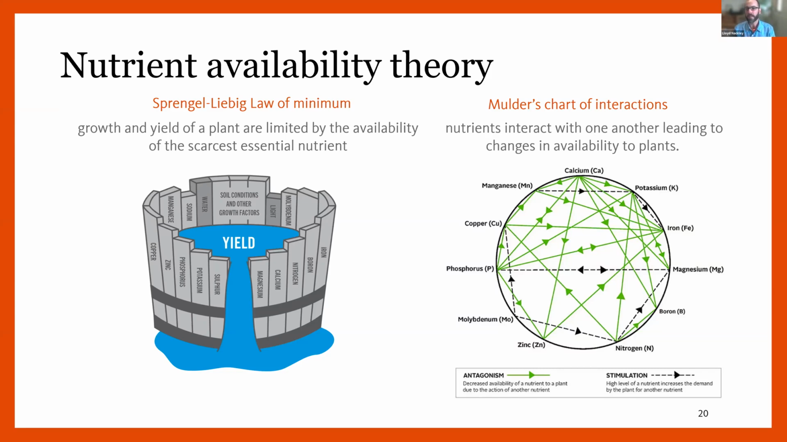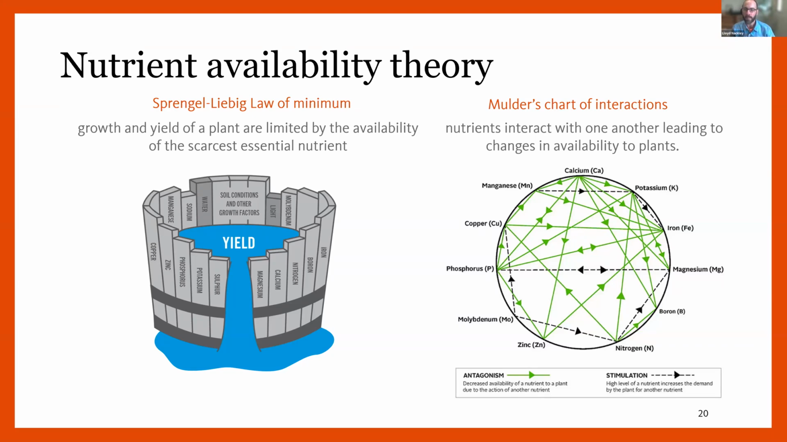More recently, almost 100 years later, when Stout and Arnon were coming up with this idea of essentiality, a researcher named Mulder came up with a chart of interactions. And I think this concept is as important as understanding or being aware of the Sprengel-Liebig law of the minimum. Because with Mulder's chart, which is this circle here with the arrows going one way and the other, it's illustrating the fact that in solution, these ions are being absorbed at different preferences and can interact either positively or negatively to impede the uptake of other elements.